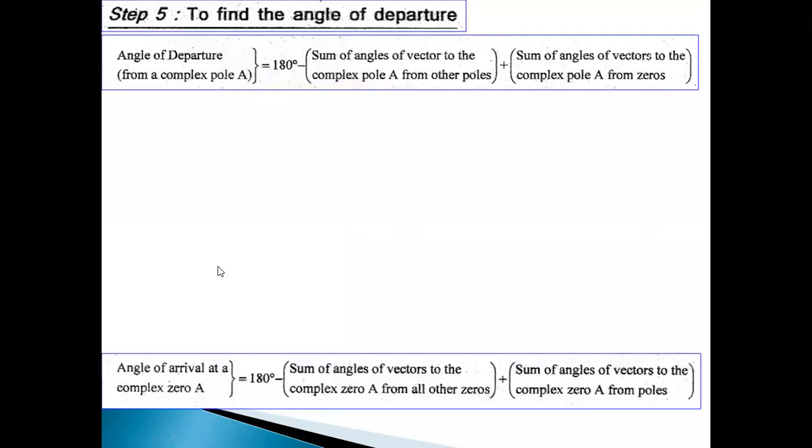For angle of arrivals, the same formula is used, but while calculating angle of departures, that is at poles, we write 180 minus poles plus complex zeros. While calculating angle of arrivals, it is 180 minus the sum of angles of vectors of complex zeros. These values we have to substitute here, and we have to measure them from this point. So we'll discuss that using a diagram.